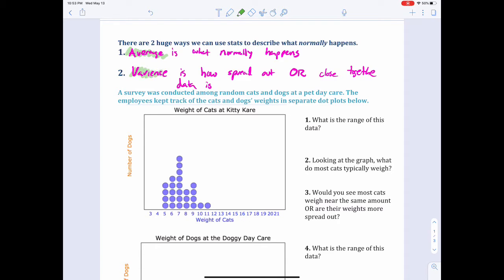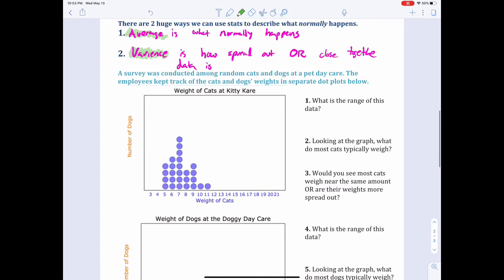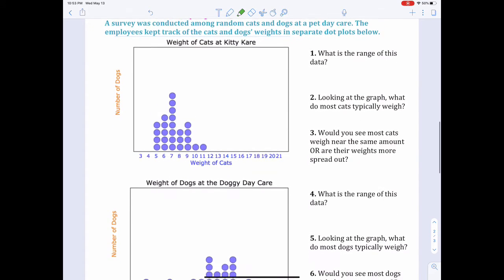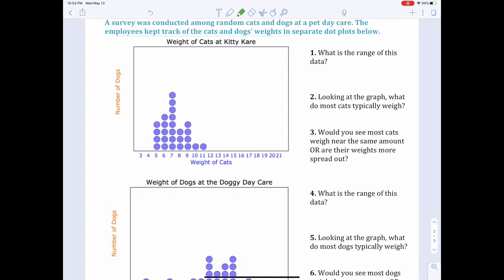You might think, as I did, the average is really the only important stat we need. It's actually not true. Variance, or how close together points are, can also tell you a bunch of information about what's happening. So we can make predictions and take that information and help others.